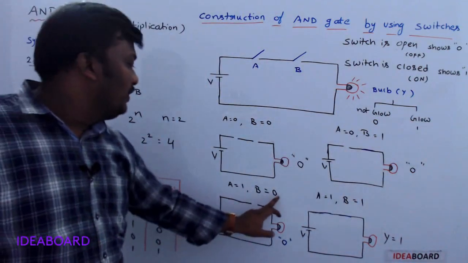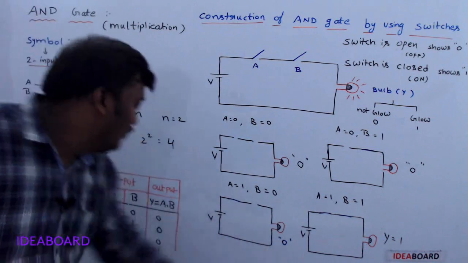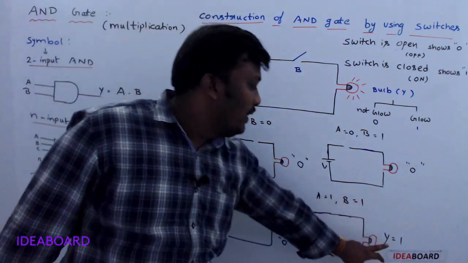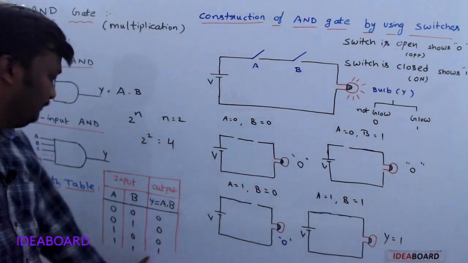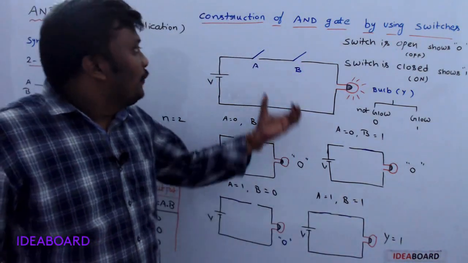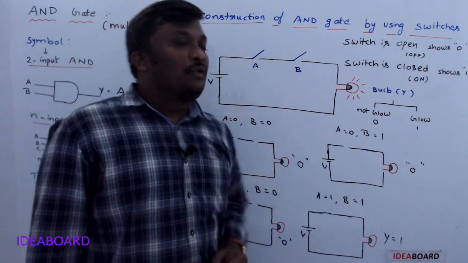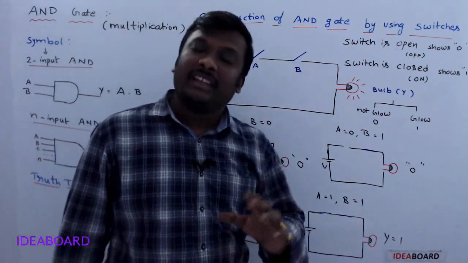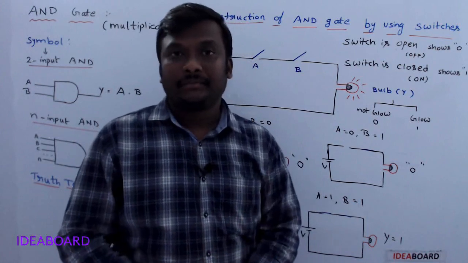A is equal to 1, B is equal to 0, Y is 0. Finally, A is equal to 1, B is equal to 1, Y is equal to 1. Understand? So if you remember the switch model, both switches are in series combination, then you get the AND gate.